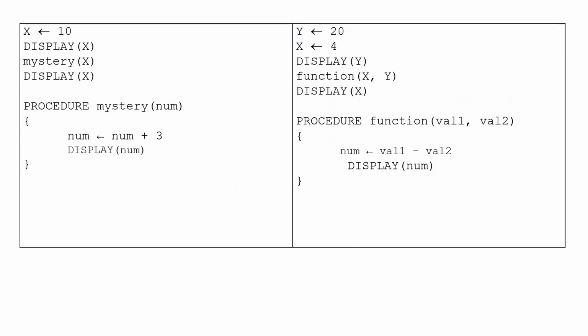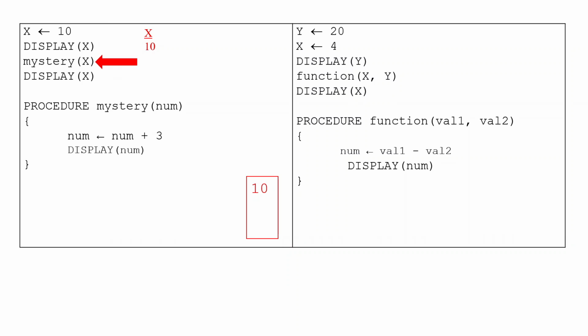Okay, so first let's start off on the left here. Again, we're starting at the top. X is given the value of 10. And then my next line of code says display 10. So I'm going to display 10. And then I have mystery and then in parentheses X.